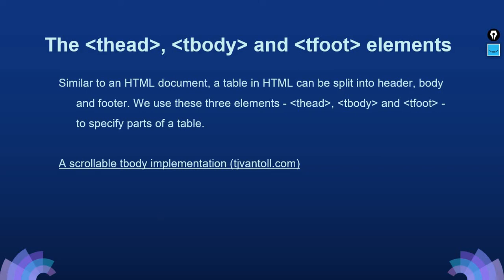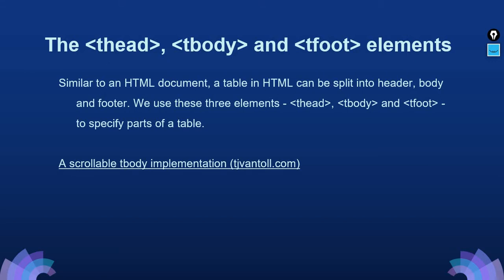Similar to an HTML document, a table in HTML can be split into header, body, and footer. So we use these three elements, the thead, tbody, and tfoot, to specify parts of a table.